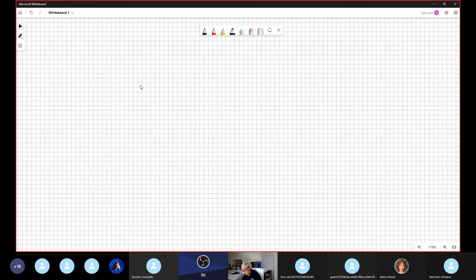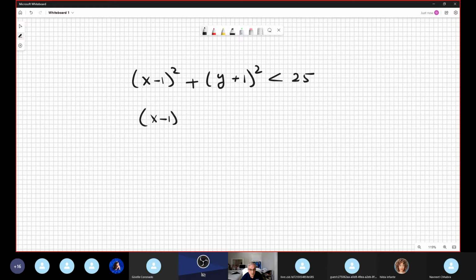Okay, I call number 5, but actually number 5 is not number 5, and number whatever is x minus 1 squared plus y plus 1 squared less than 25. And the second is x minus 1 squared plus y plus 1 squared, similar, greater than or equal to 16. And this is the system. Inequality number 1 and inequality number 2.